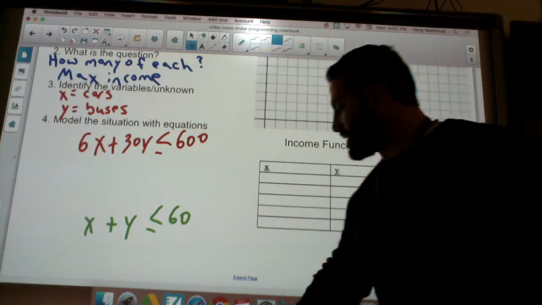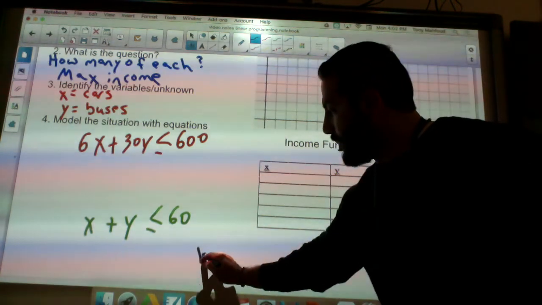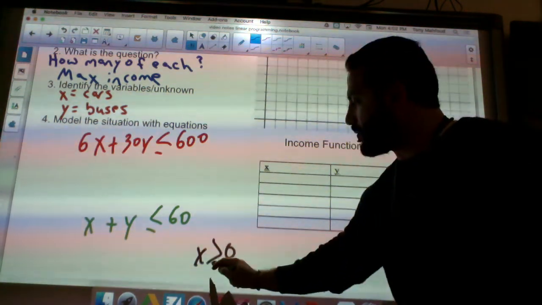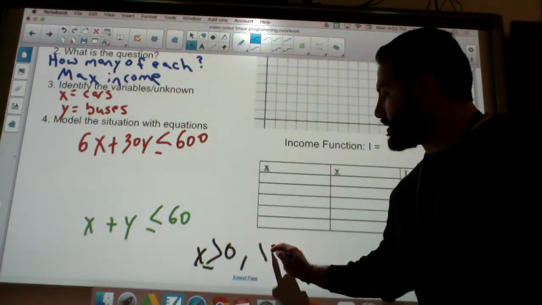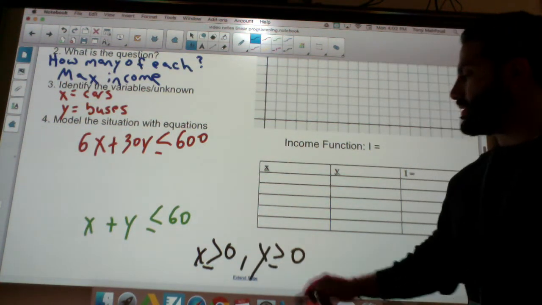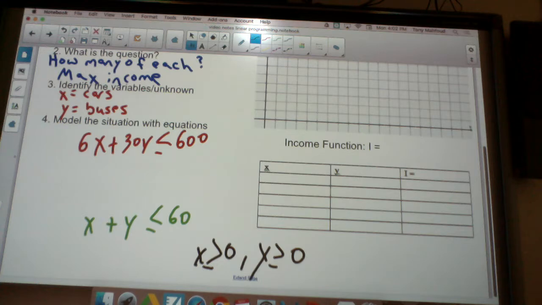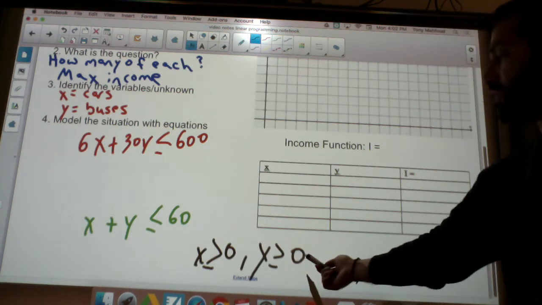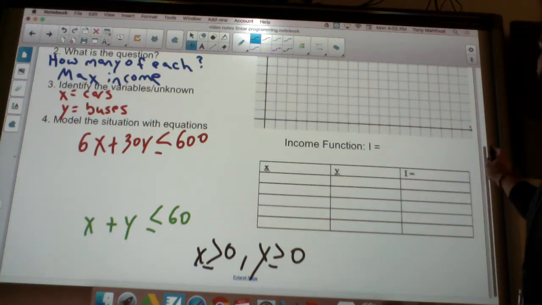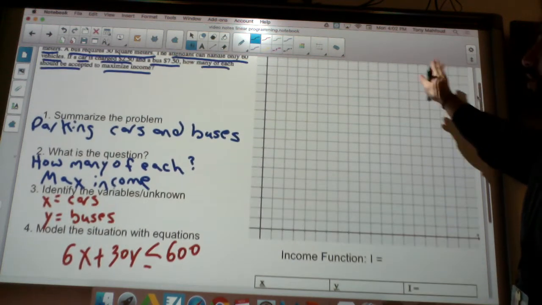And we went over it in class. That's because we want the amount of cars to be greater than or equal to 0 and the amount of buses to be greater than or equal to 0. We can't have any negative buses. We can't have any negative cars. That doesn't make sense. We can have 0 cars or we can have 0 buses, but not negative. That's why we're going to be working within this first quadrant over here.